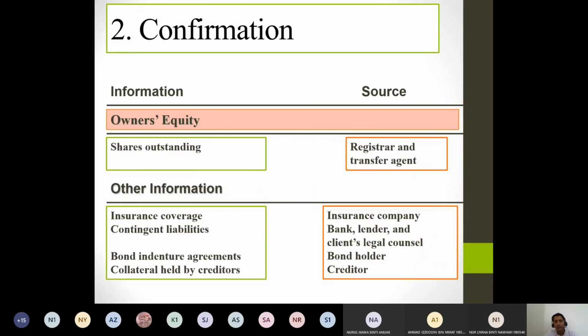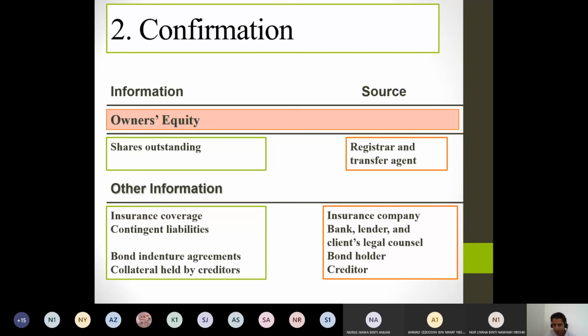Okay, and next is the owner's equity. If we are a public company, then we have shares outstanding, meaning we have shares that are not yet registered.